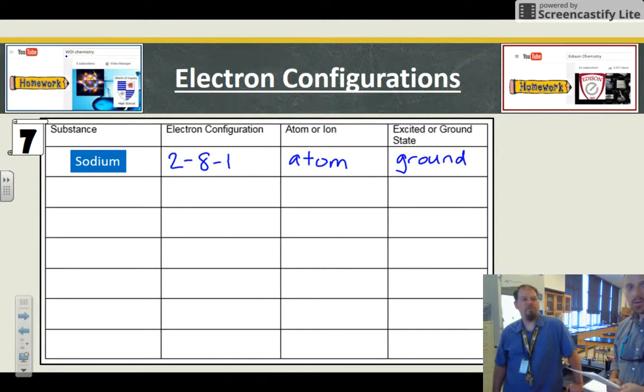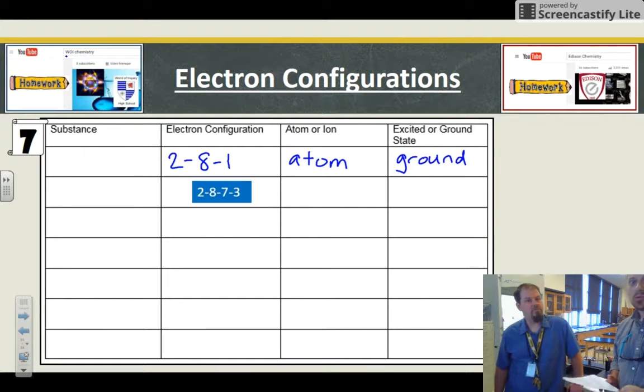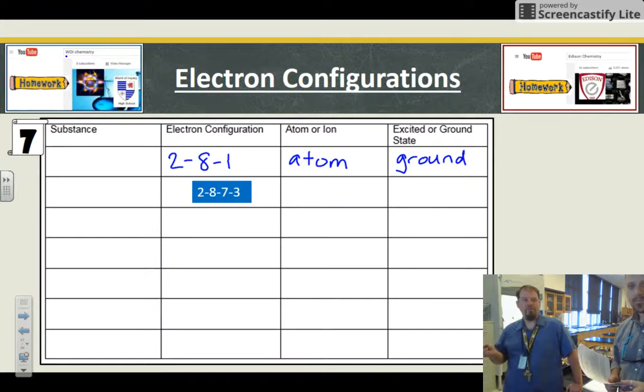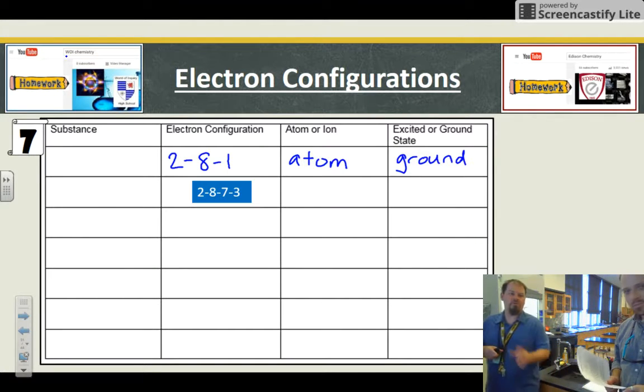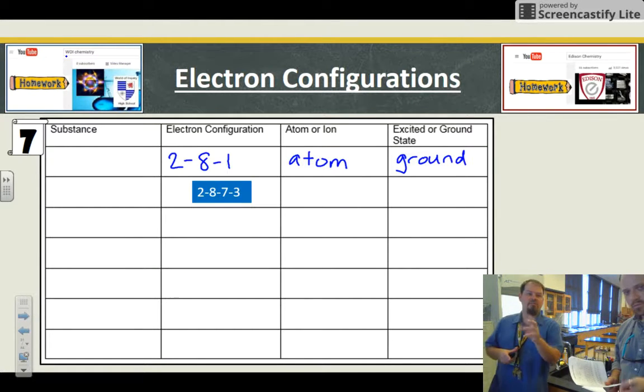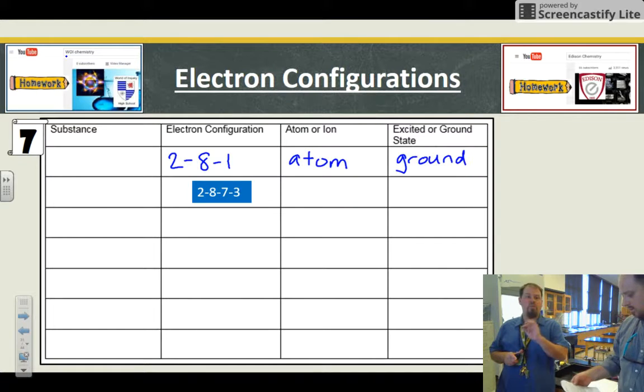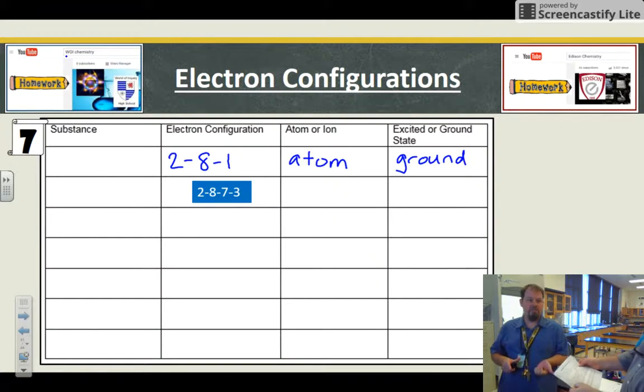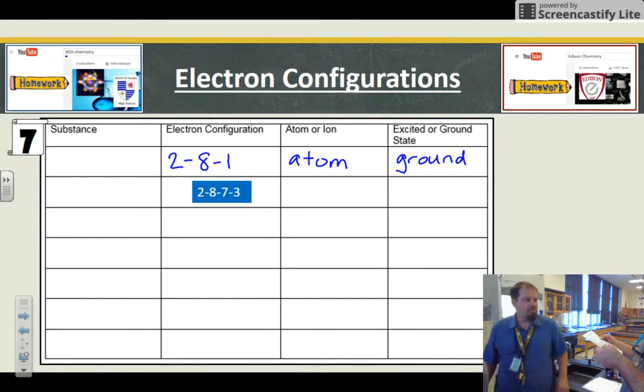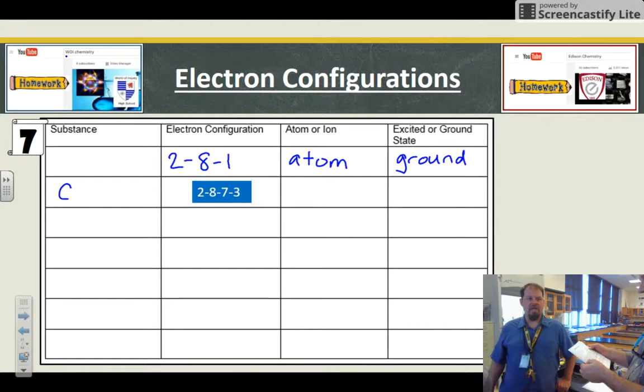Okay, next piece, I'm going to give you something different. 2-8-7-3. All right, so now to figure out what this is, let's add them all up. 2 and 8 is 10, 7 and 3 is 10. So that's 20 electrons. 20 electrons means 20 protons. Who has 20 protons? Calcium, Ca. Okay, good.